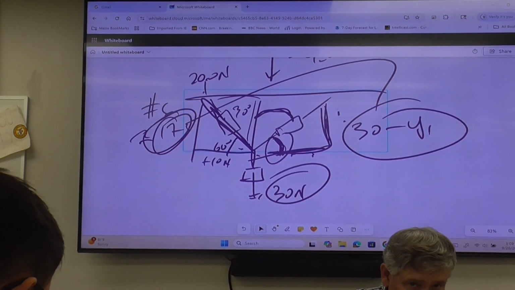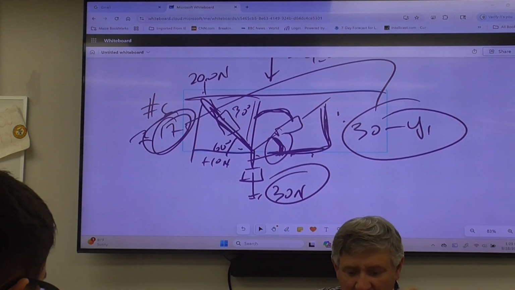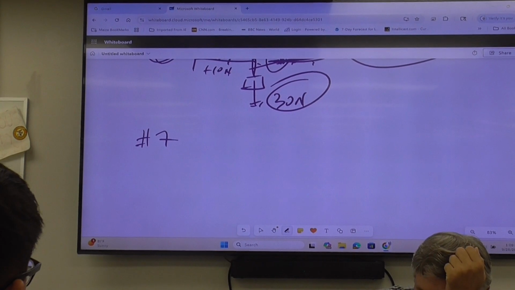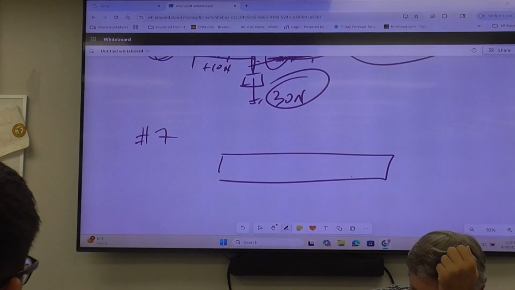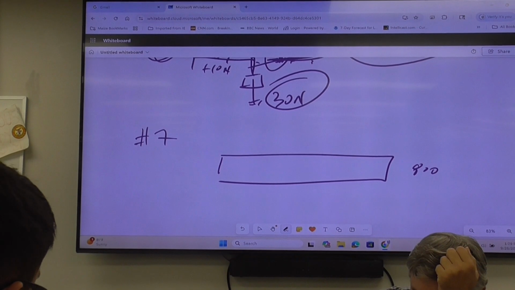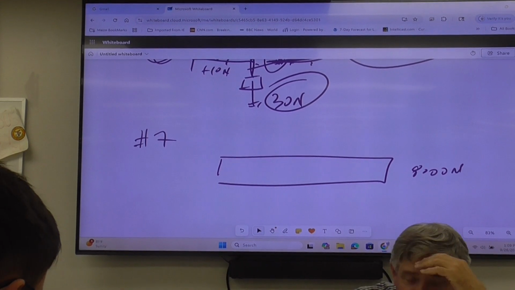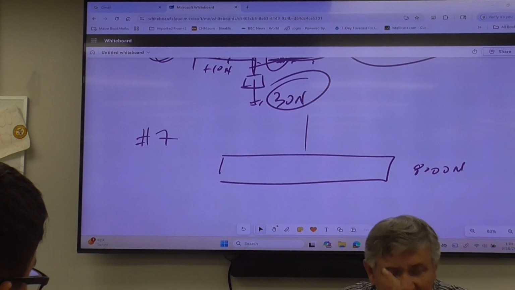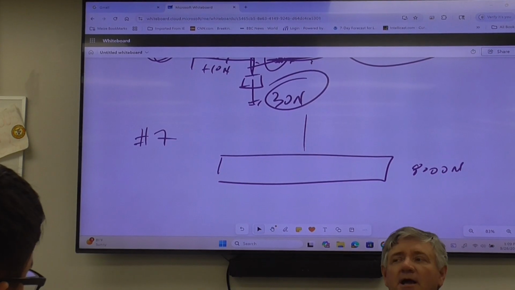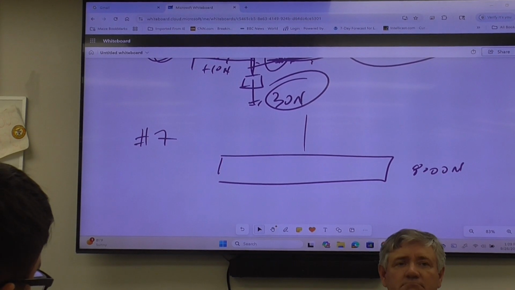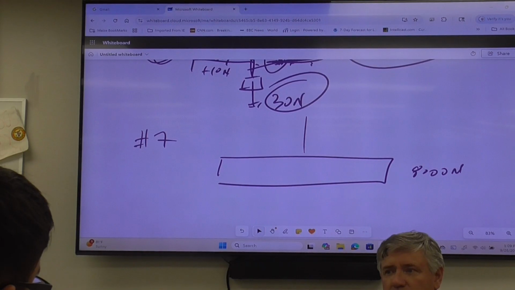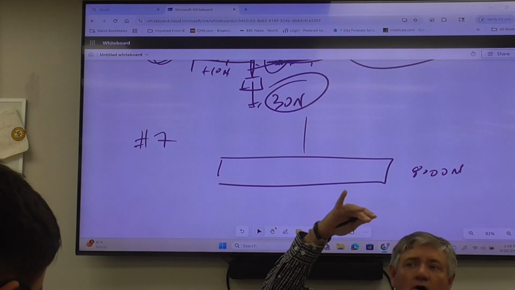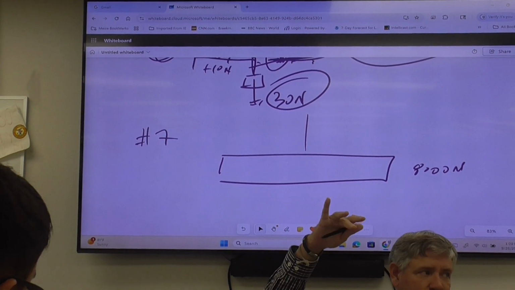Everybody cool with that? Now, let's talk about the next problem, number 7. So here's this 8,000 newton I-beam. Let me kind of take you through the thought process. If you were only lifting it with one cable, how much tension would there be in the cable? 8,000. If you only had one cable, and it weighed 8,000, that cable would have to lift all of 8,000. Right?